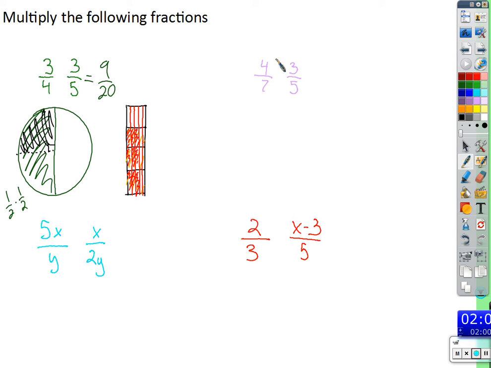So if we take this and we look at the same kind of picture, here's the whole, I'll draw it a little bit bigger so I can cut it into really, really tiny pieces. We're looking at 4/7 of that whole, right, to start with. So we'll cut it into sevenths. 1, 2, 3, 4, 5, 6, 7, okay? So we are looking at 4 of those sevenths.